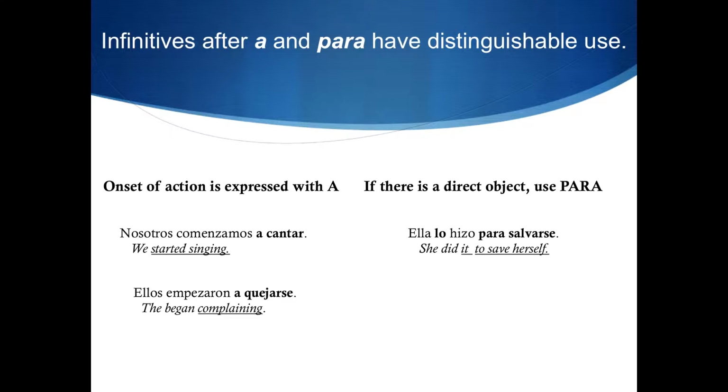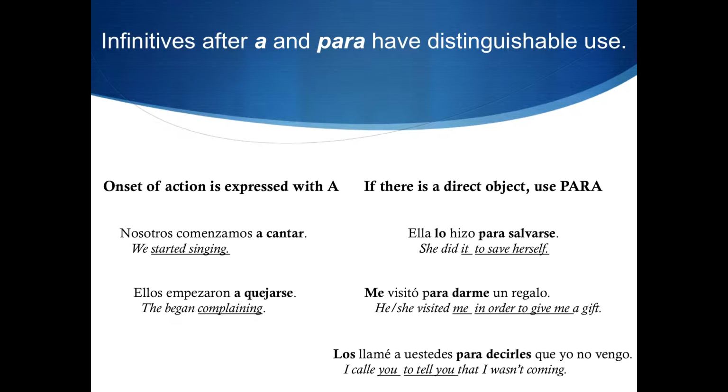Ella lo hizo para salvarse. Notice that she did it to save herself. There's a direct object there, so you will use para. Me visitó para darme un regalo. You will not say me visitó a darme, in order to give a gift. Los llamé a ustedes para decirles que yo no vengo. I called you to tell you that I wasn't coming.